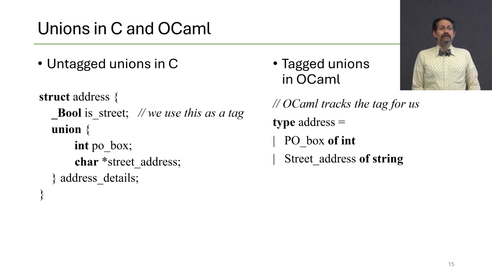I'm not showing an example of accessing tagged unions in C, but basically you can access them just like fields. So if we have an address, we could say adder.addressdetails.POBox, and then we get the PO box. Hopefully we know that it is the PO box. If we want to know for sure, then we can just test the isStreet flag.